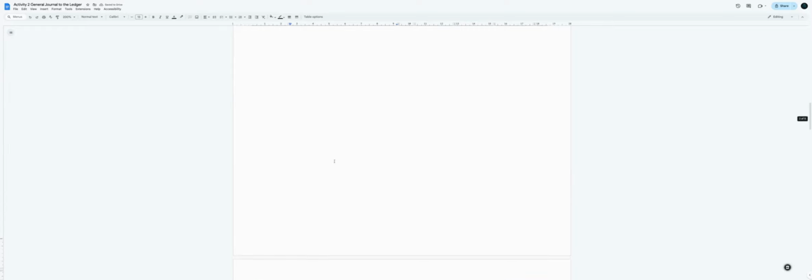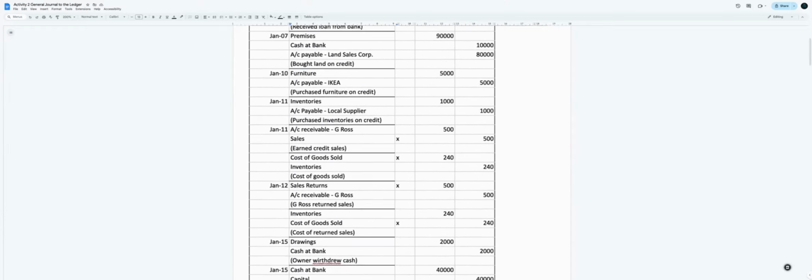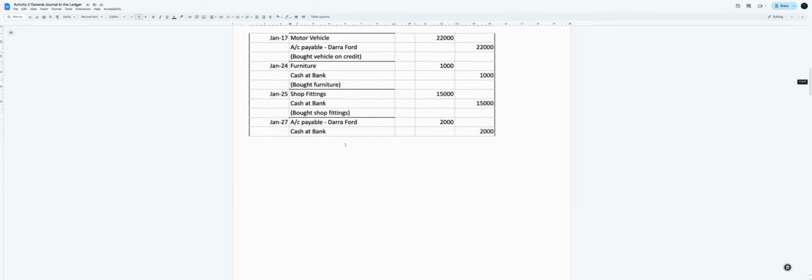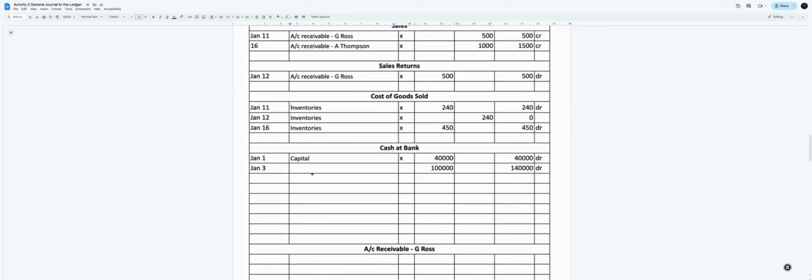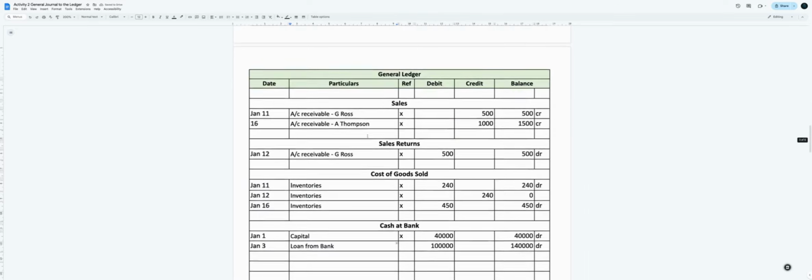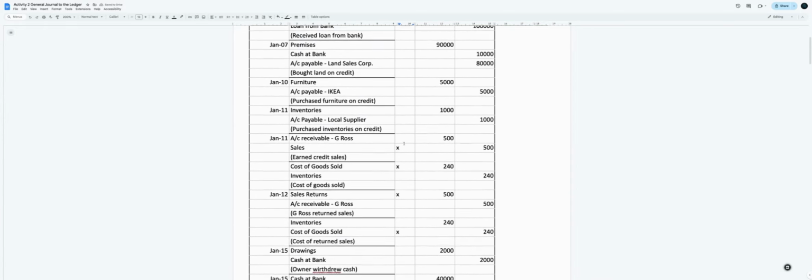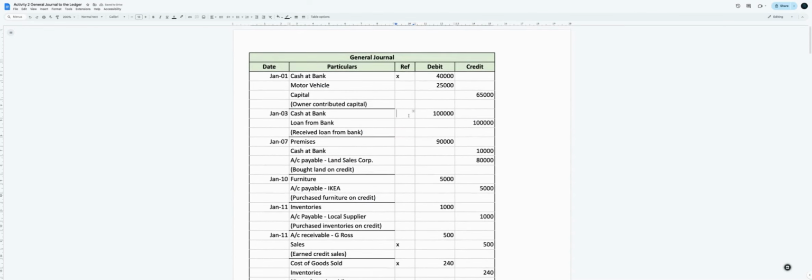As I've been saying, we go back to the transaction. Let's have a look, and we can see the other account being affected is loan from bank. So let's copy that and bring that down and post that here. Because I posted that now, I put my reference check in and I come back up to this cash at bank here on the 3rd and I put a reference check there.